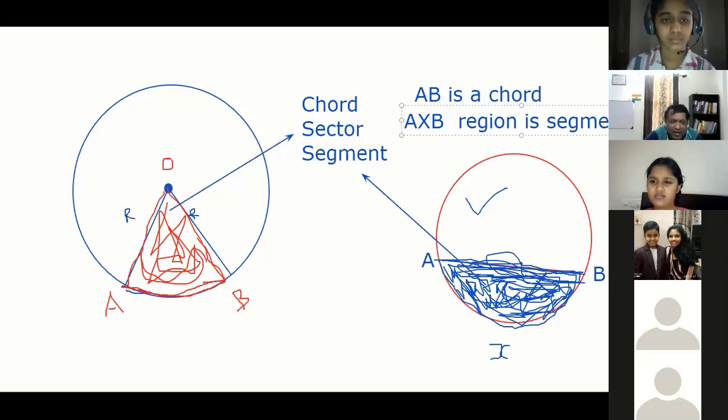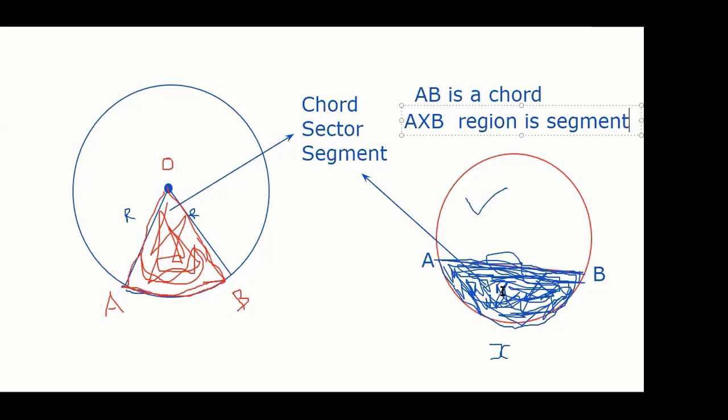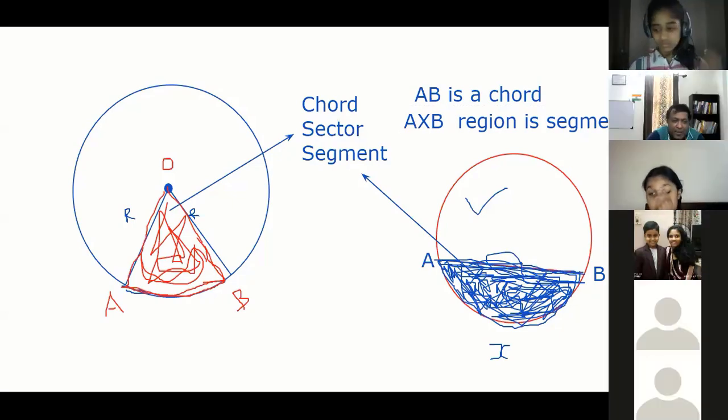Radius is a line, chord is a line, diameter is a line. The segment is the full area. Segment is that whole blue thing I am showing here. How should I highlight it more? This whole part, whatever I am shading with the blue, right, Sanvi? Yes, sir. The whole shaded blue part is the segment. Anybody have any doubt?